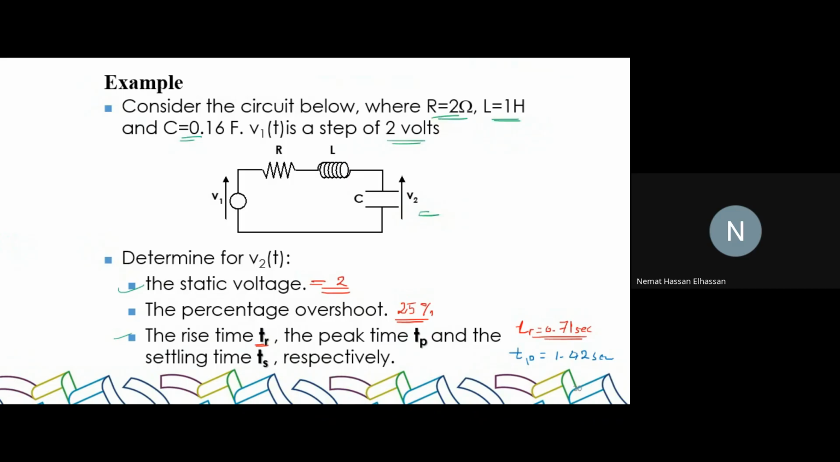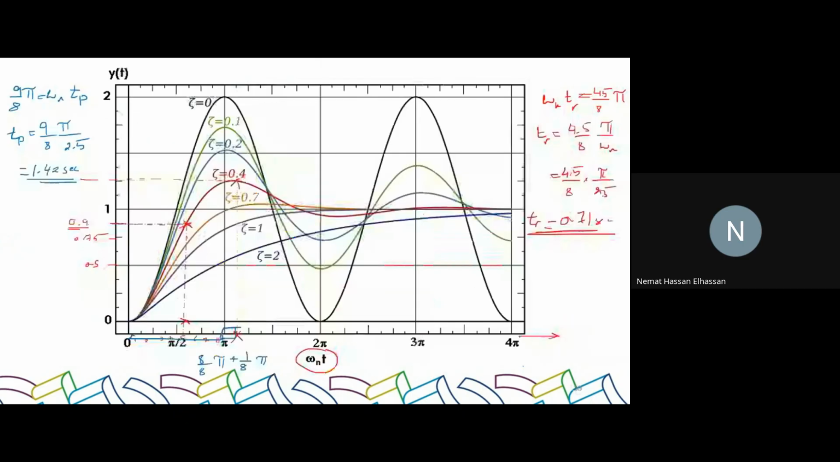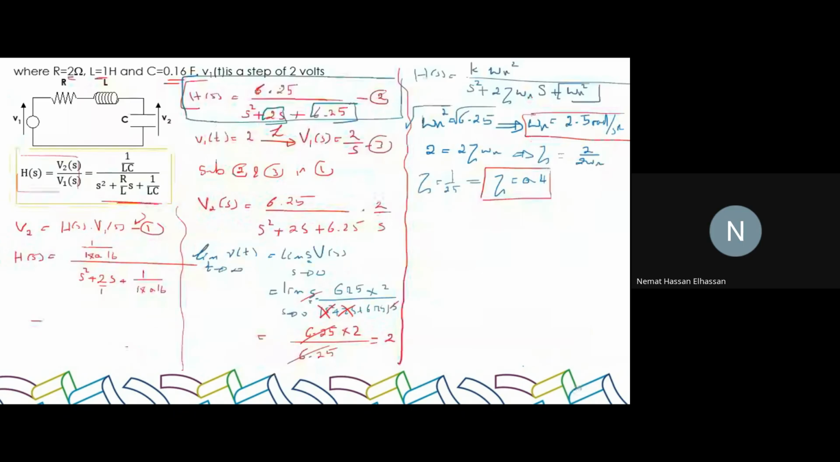Okay, so now we have, where am I at? Now we have T peak, which was 1 over, which was 1.42. We have T rise. What is the last thing we have to evaluate? T settling. However, T settling is slightly different because we don't calculate it from the graph. We said that T settling is equal to 5 tau. So we can calculate it as T settling is equal to 5 tau.